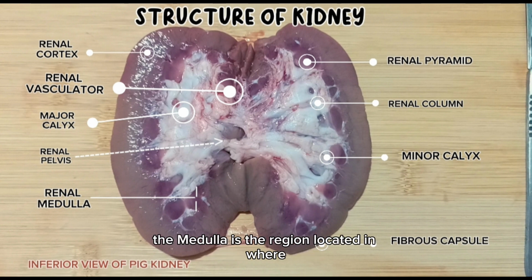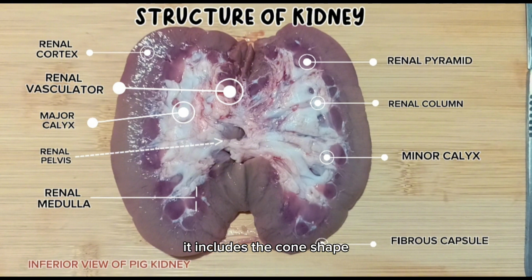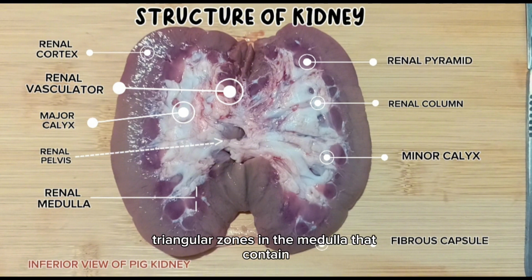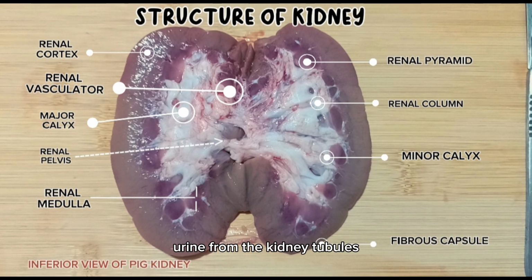The medulla is the region located inward from the cortex. It includes the cone-shaped renal pyramids. These are the fibrous triangle zones in the medulla that contain the collecting ducts, which collect urine from the kidney tubules of the nephrons in the cortex. Between the pyramids are the renal columns, which contain middle-sized arteries and veins that carry blood between the nephrons in the cortex and the renal artery and vein.